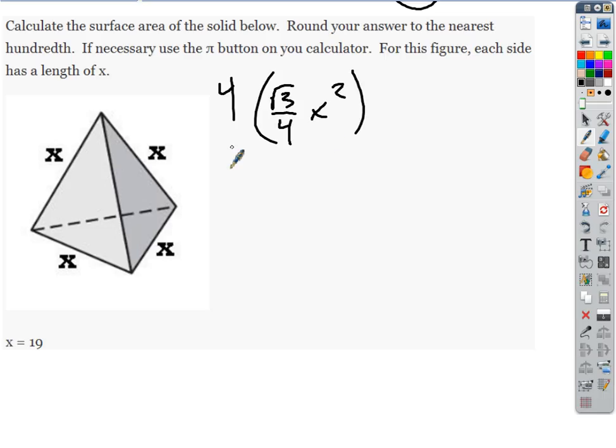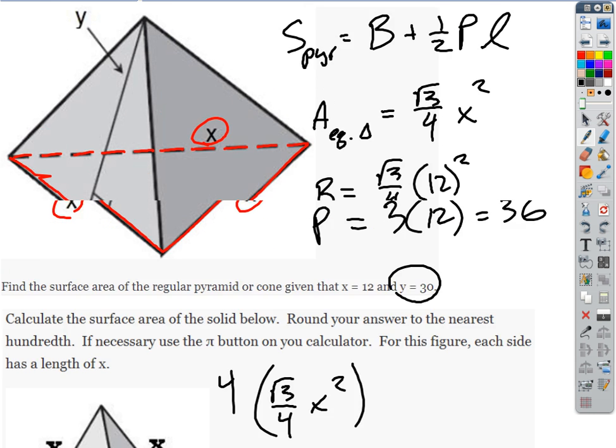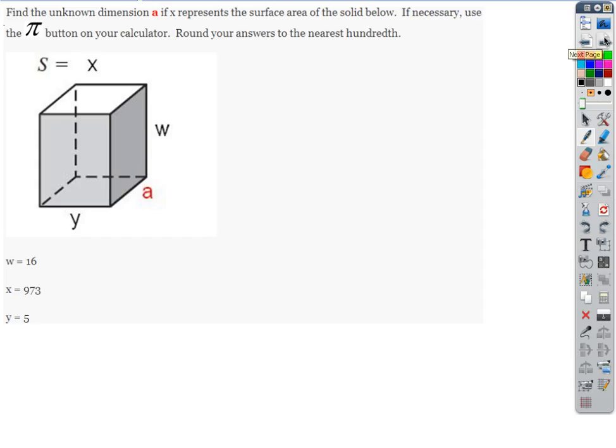All right, what about this? Find the unknown dimension A if x represents the surface area of the solid below. They're giving us surface area is 973. Now, what's the surface area of a prism? Good, 2 bases plus the perimeter of the base times the height. And what we're looking for now, we want to set this up. Remember, we would like to have the bases, if possible, be the faces that don't include the missing dimension. We'd like to be able to calculate a number for the base, right?